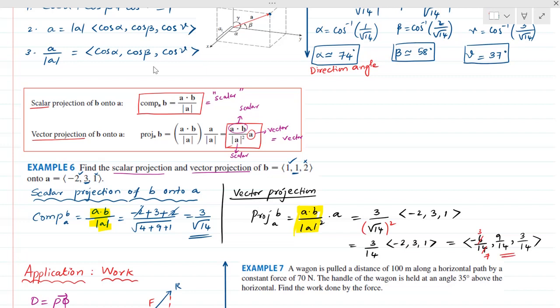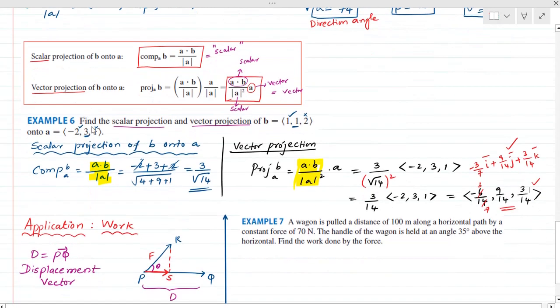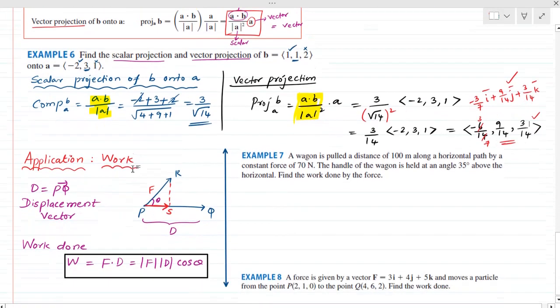So this is a vector. You can write this vector in the other form, minus 3 over 7 i plus 9 over 14 j plus 3 over 14 k. So either you can write it in this ijk format, or in the bracket format. So this is a vector projection.